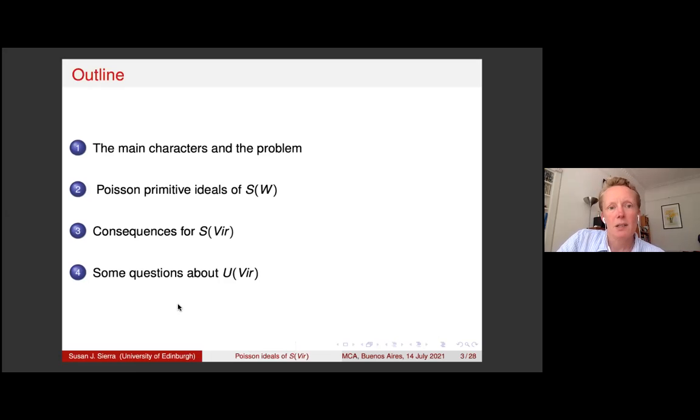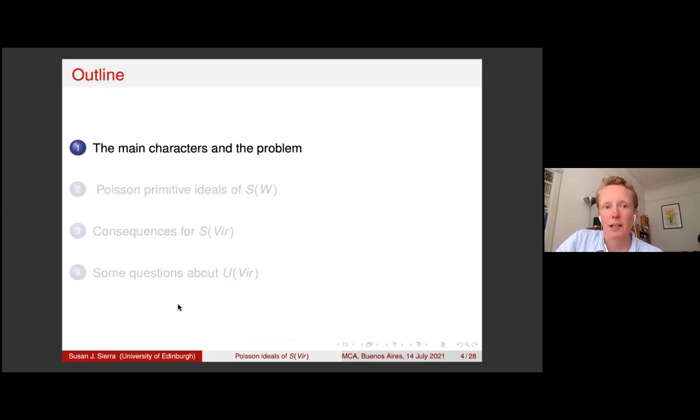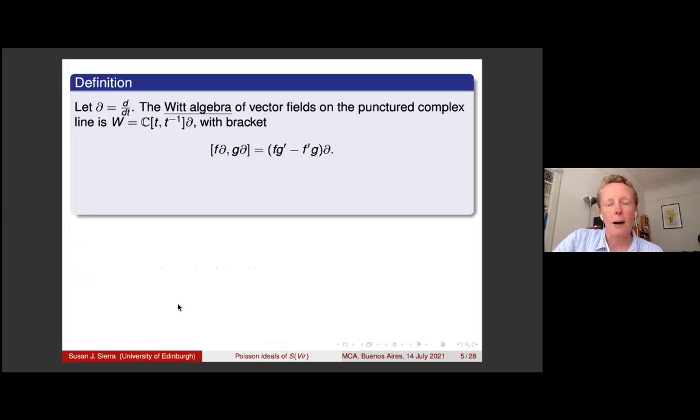So let me introduce, first of all, the main characters of the talk. These are the Lie algebras. First of all, the Witt algebra, which is algebraic vector fields on the punctured complex line. So in other words, it's Laurent polynomials in t times the operator del, which is my notation for d by dt. Then the bracket just comes from commuting these, say, inside the Weyl algebra, and here's the formula for it.